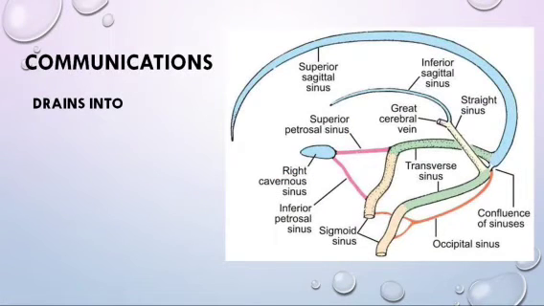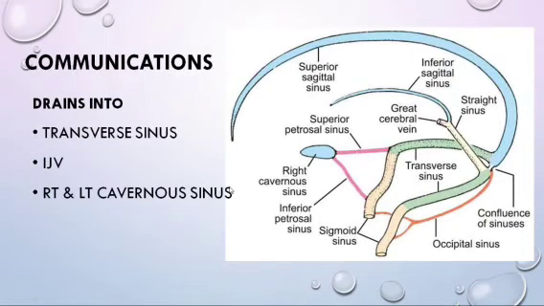Now where does the blood from the cavernous sinus drain? I already told a little bit while taking the other sinuses, I think you can recall. It drains into the transverse sinus, both right and left transverse sinus, through the superior petrosal sinus. And it communicates with the internal jugular vein through the inferior petrosal sinus.